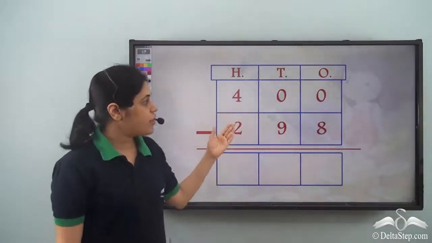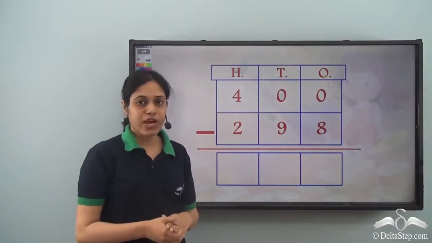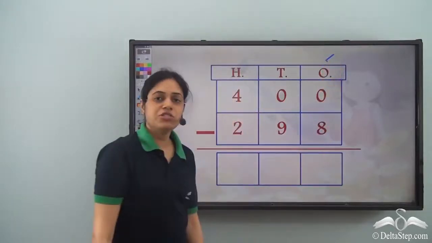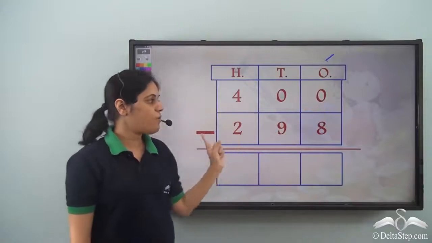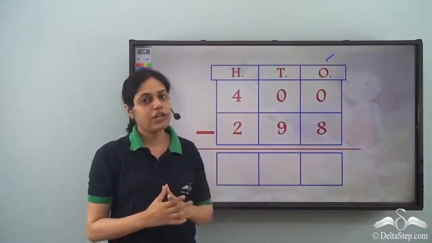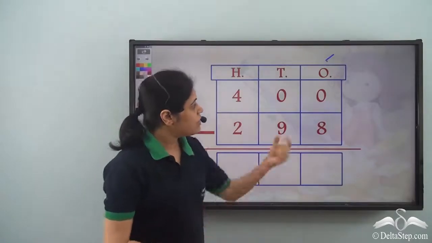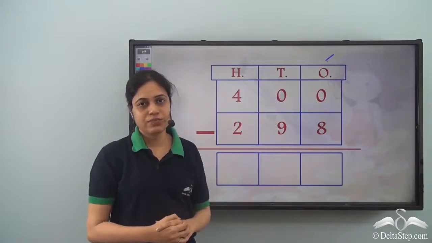Let us try out some more subtractions. So I have 400 minus 298. How do I subtract it? Well, first we start with the ones room. So in the ones room, I have 0 minus 8. Now I cannot subtract 8 from 0. So what will happen? This 0 needs to borrow 1 from this.